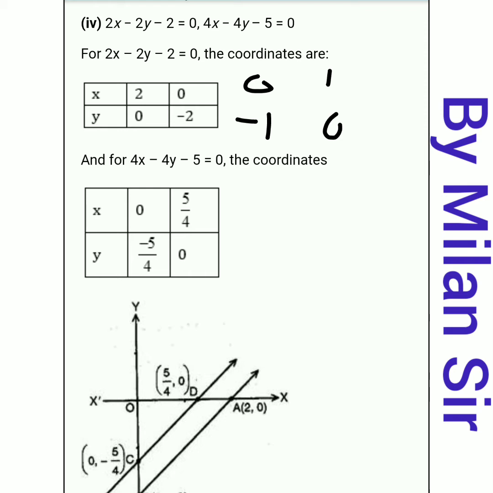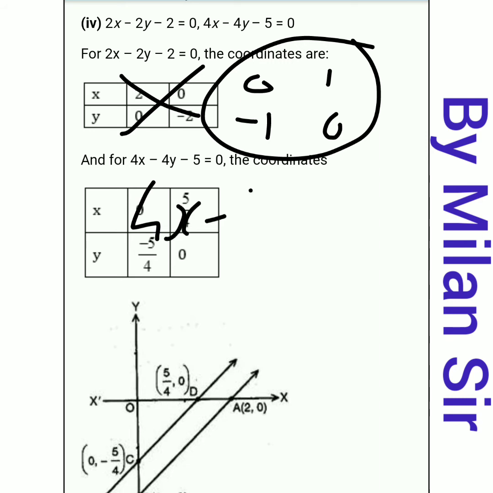I think there is some mistake here, the point 2 0 is not there. In this PDF some mistakes are there, so this is wrong. Just consider the points (0, minus 1) and (1, 0). Then the second equation is 4x minus 4y. Now transfer this 5 to the right hand side, it becomes plus 5.